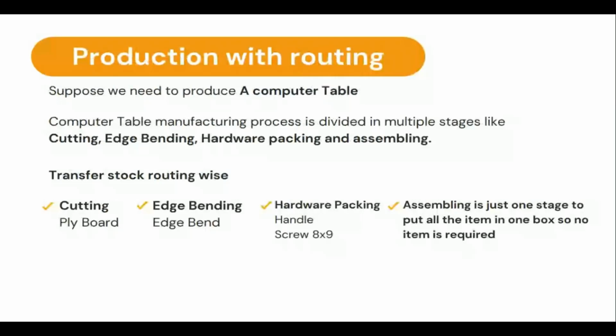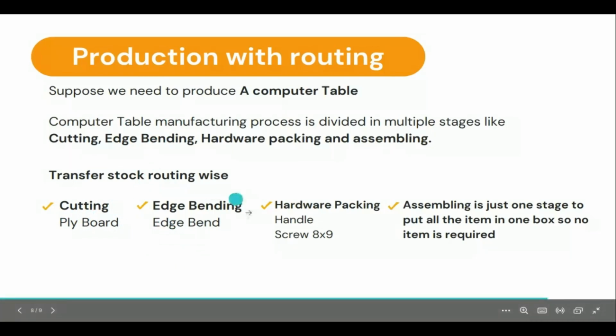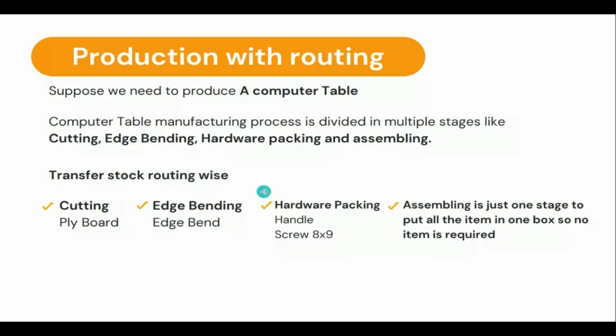So first thing is that you need to cut the ply. In the ply there are different routings, that is cutting, the edge band, then the hardware packing, and then assembling. And the company needs that whenever the cutting is going on, only the cutting-related material should be allowed to be taken out from the store, and when the edge band is received, then we should only allow this edge band item to be delivered to the floor. So basically the company wants to divide the raw material per stage-wise. Also we will see how we complete all the stages, and then how we receive the finished goods in the routing systems.